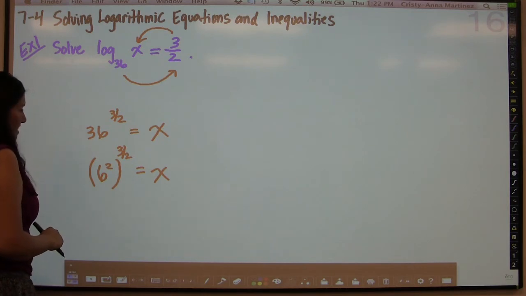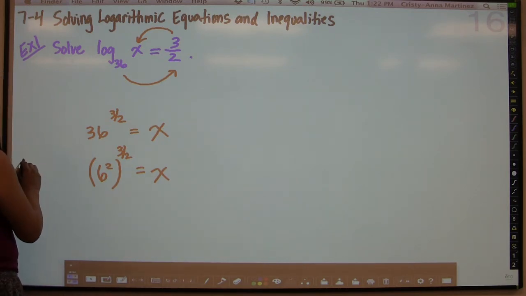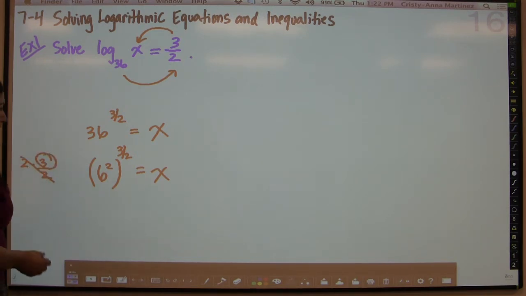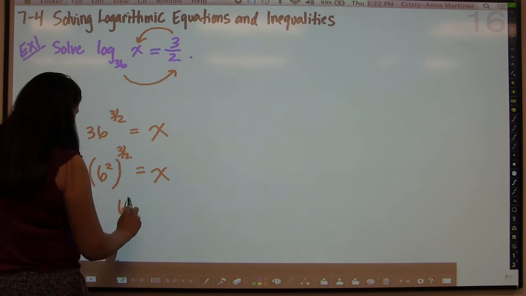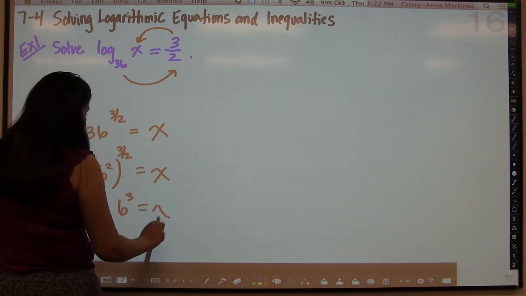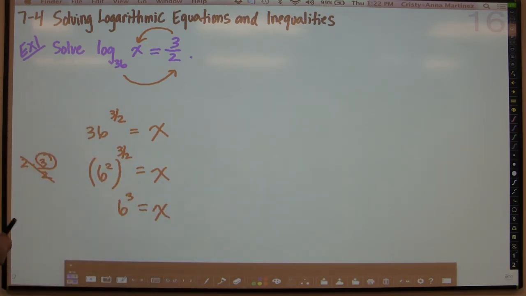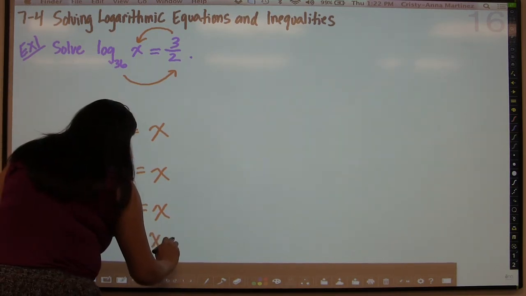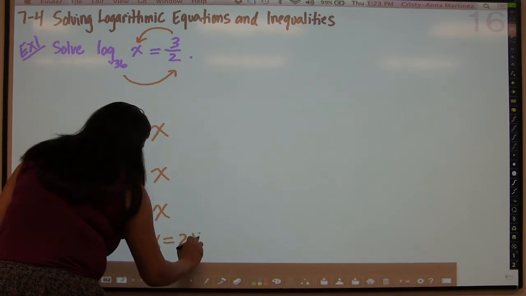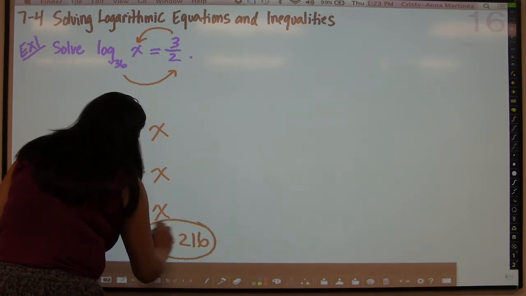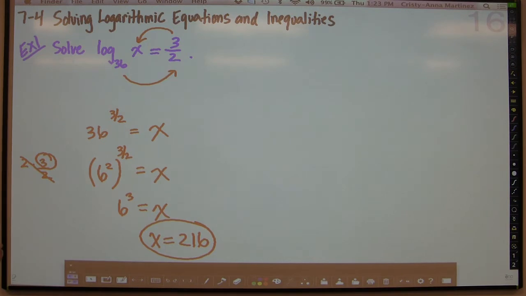So I need to figure out what 2 times 3/2 is. That's nice and easy because the 2's cancel and you just get 3. So at the end of the day, you get 6 cubed equals x. And 6 times 6 is 36, and 36 times 1 more 6 is 216. So it turns out that x equals 216. And that is your answer for example 1.